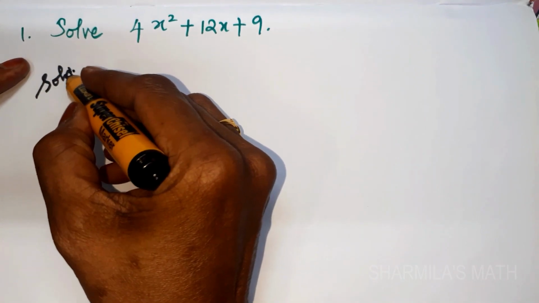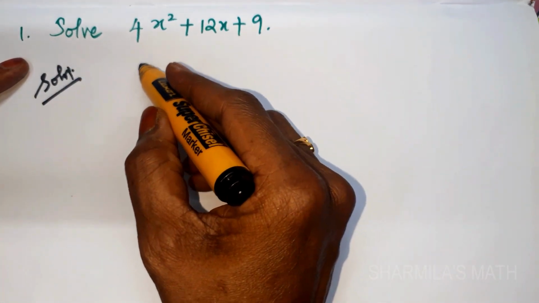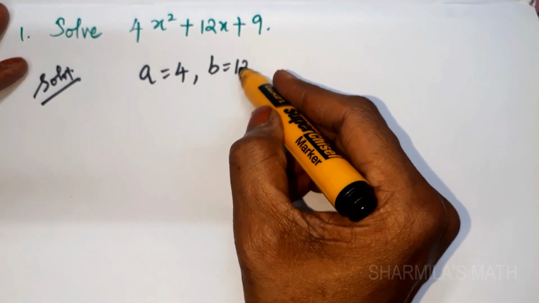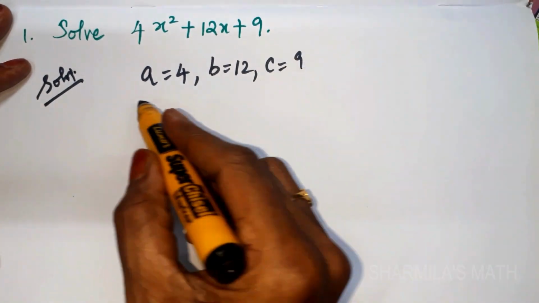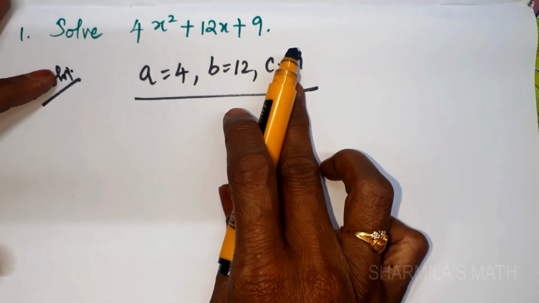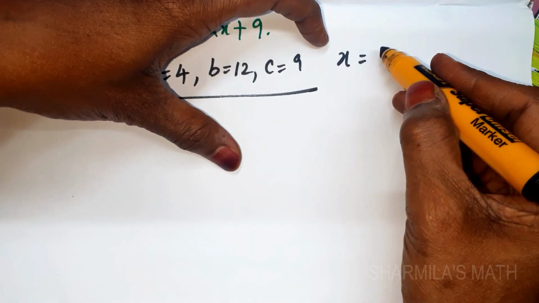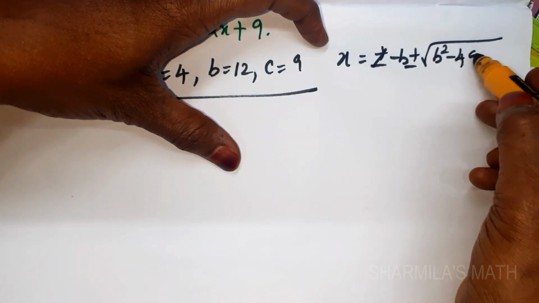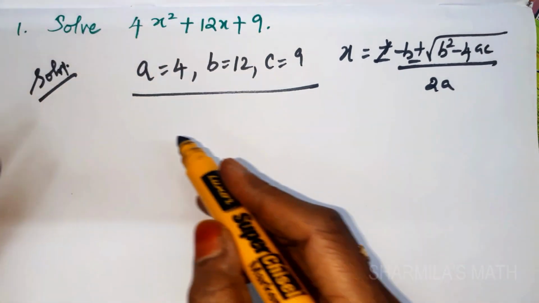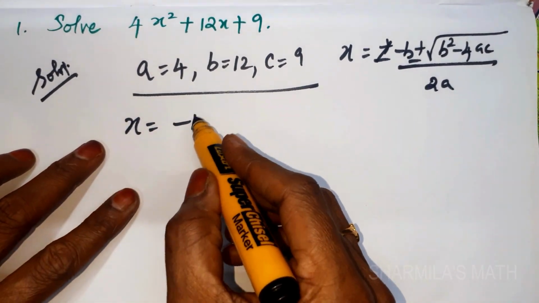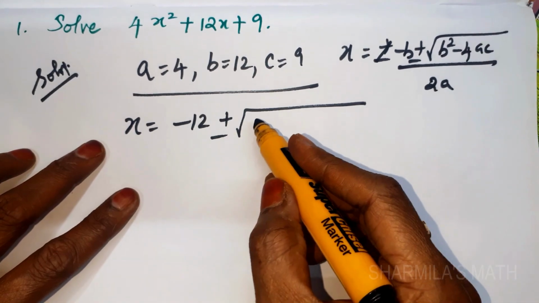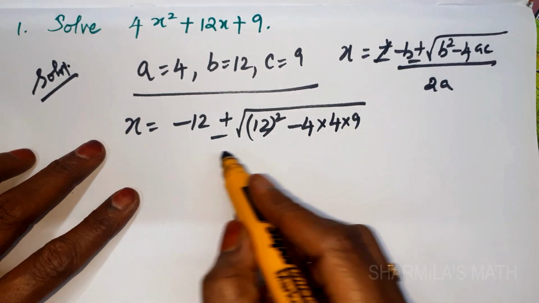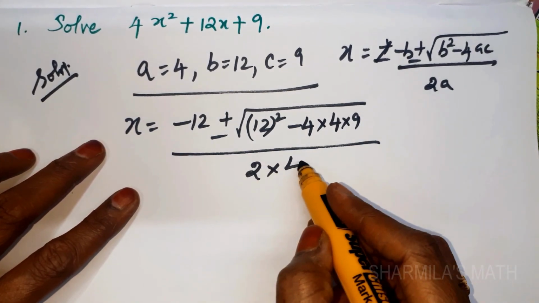So what are the coefficients of x squared, x and the constant? a is equal to the coefficient of x squared, that is 4. The coefficient of x is b, so b is equal to 12. And the constant term is c, c is equal to 9. So a is equal to 4, b equal to 12 and c is equal to 9. What is the formula? x is equal to minus b plus or minus root of b squared minus 4ac by 2a. So here x is equal to minus 12 plus or minus root of 12 squared minus 4 into a into c by 2 into 4.